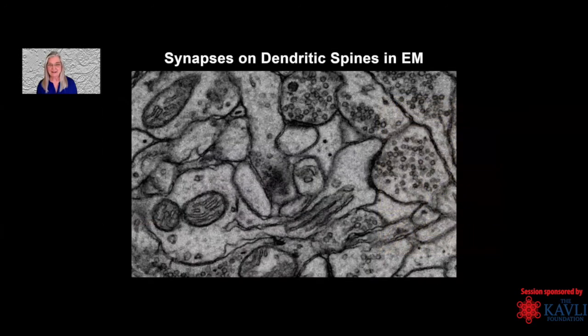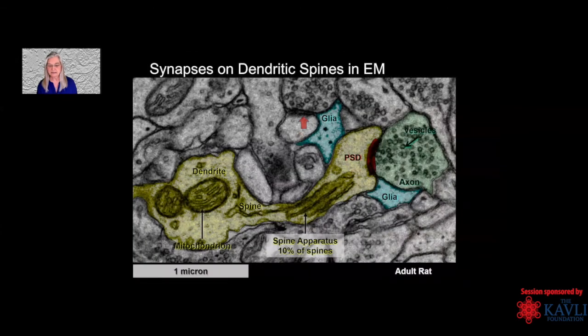So do the data. So here now are synapses on one of these dendritic spines in the EM, and you can see that, in fact, there are two synapses in this image. And it makes it a lot easier to understand this image if we color code it. So this is 1 micron.